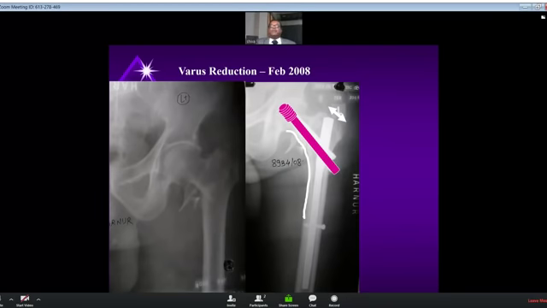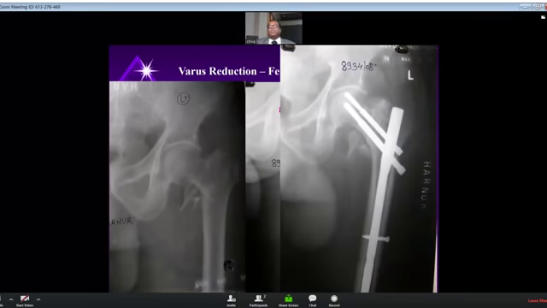And when the screw shaft is touching the calcar and the screw is in the central part of the head or in the superior part of the head, that indicates that it's a varus reduction. Again, that's a cause for failure. As expected, this also went into Z effect.